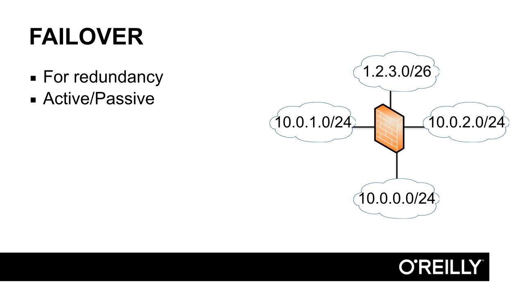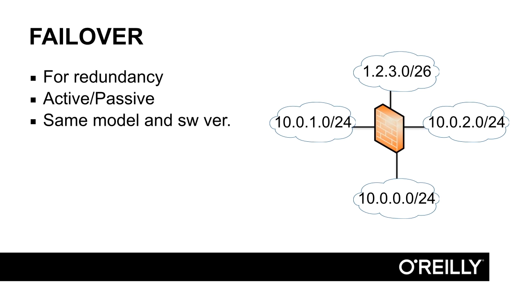And as soon as something happens with the active firewall, the secondary firewall will take over the role of the active firewall. So there is no load sharing in a failover situation. There's always one firewall that does not handle any traffic, and all traffic goes through the other one. And they swap roles when something happens.